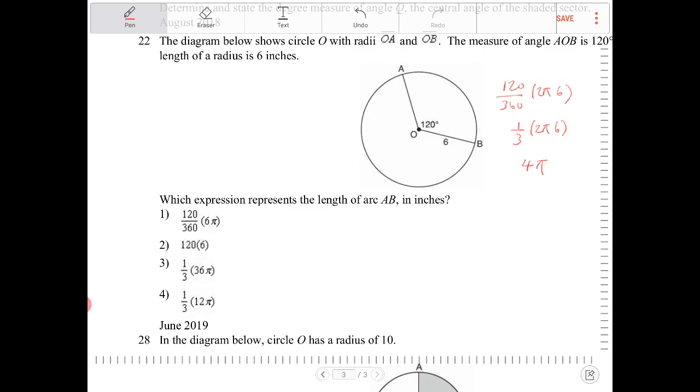Which expression represents the length of arc AB in inches? It looks like they didn't even reduce. So let me see here. That would be this guy right there, because 1/3 of 12 pi is 4 pi. Okay.